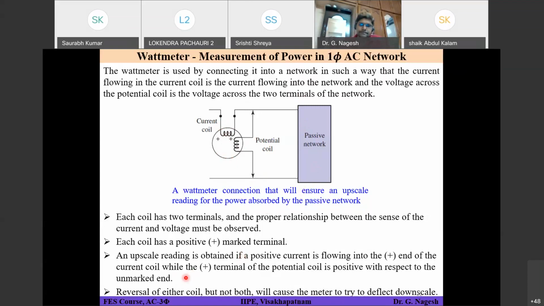Is it clear? Sir, yes. After entering the current coil, how does the current flow, sir?